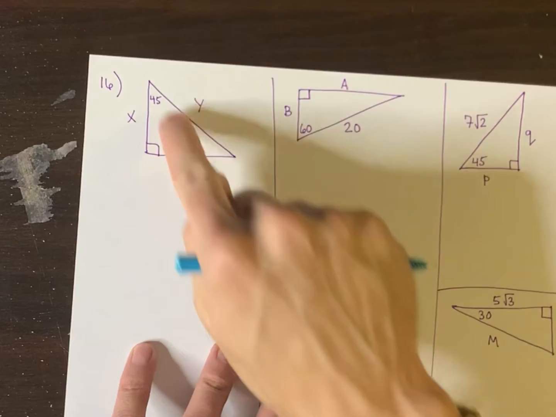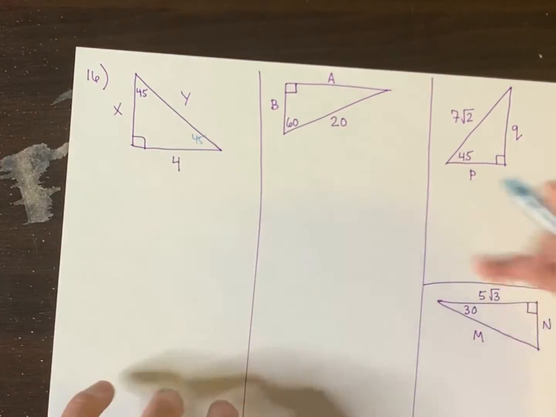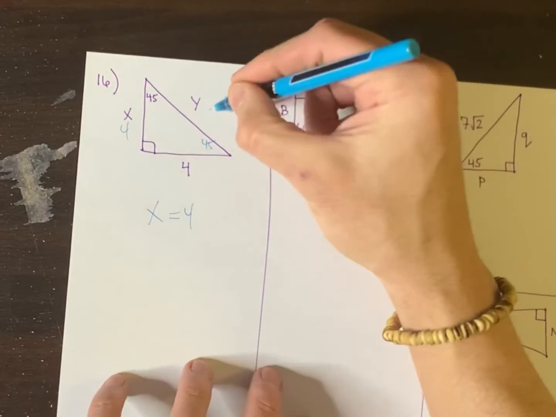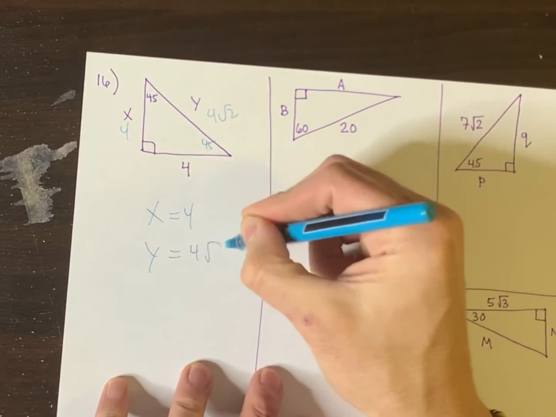There we are. This is a 45, 45, 90, which means that the legs are congruent, so that means x has to be 4. And that has to be 4, and you hit it with a square root 2 to get the hypotenuse, which they called y.